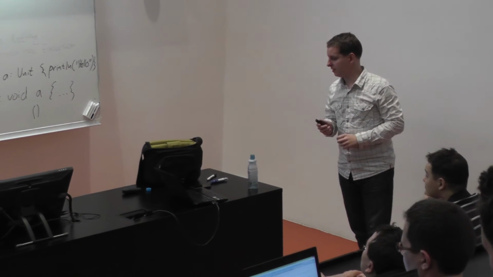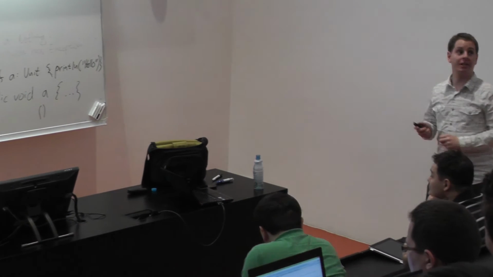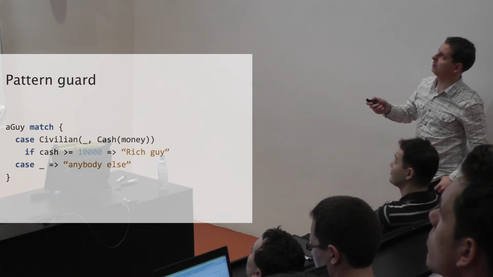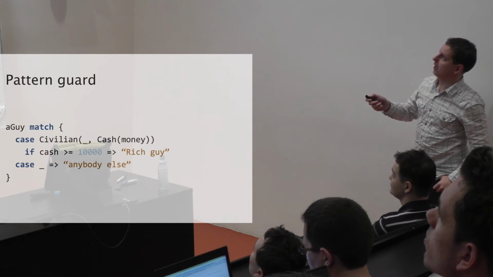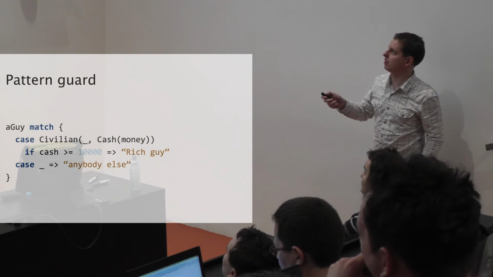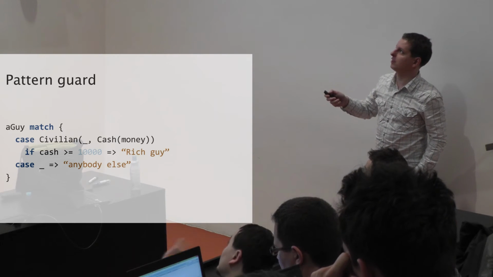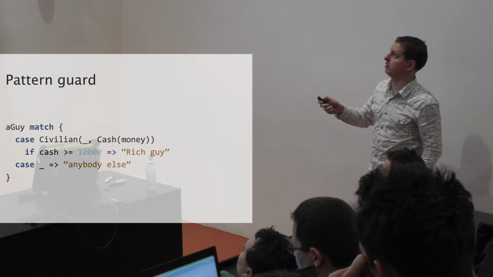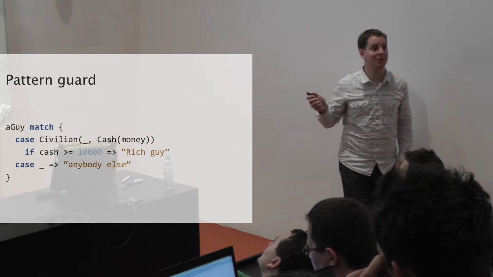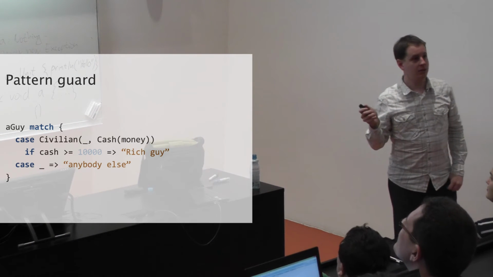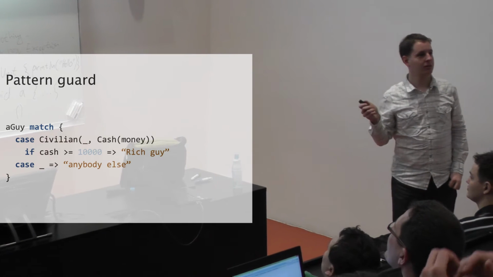There are some other things you may use in a match expression. One of them is a pattern guard. Here we match against the civilian. We don't care about his name, and we want its wealth to be cash. We extract the amount of the cash of the civilian into the variable money, which is created for us. What would be the type of money in this case? Integer. Why integer?